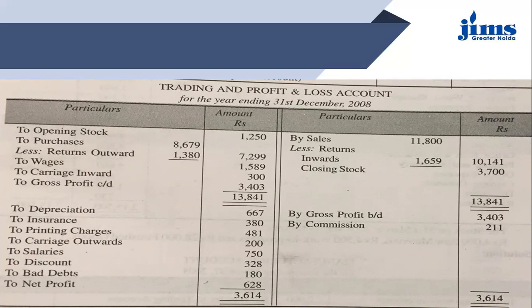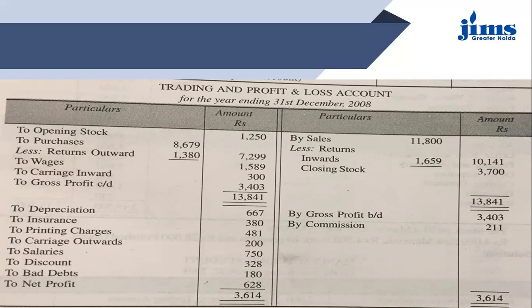So for now, whatever entries are there in the question for trading and P&L account, we have already considered that. So let's balance these two accounts. So trading account balance, you can see 3,403, it's a profit. So we have brought down this profit as gross profit 3,403, as you can see on the credit side.